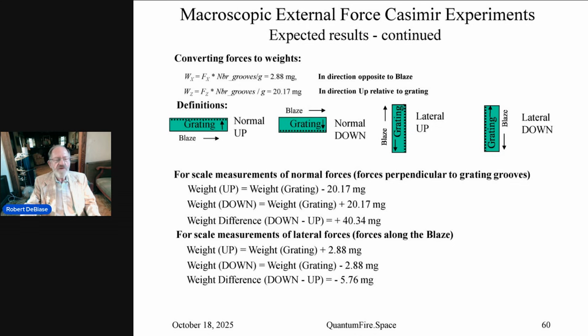All right, the weight difference for this is a positive 40.34 milligrams. So that's a fairly large amount. We notice we didn't get anywhere near this expected value for the test articles, and so we'll see what happens with the unmodified gratings here.